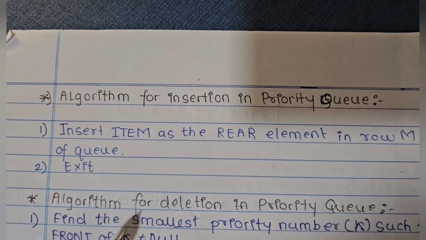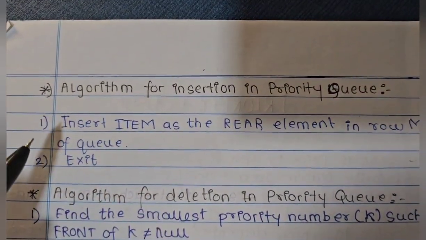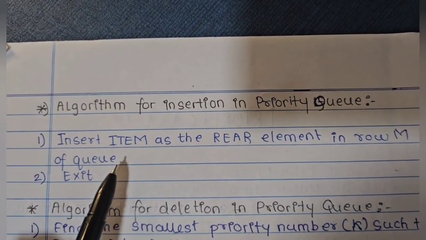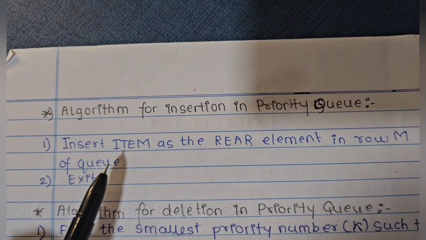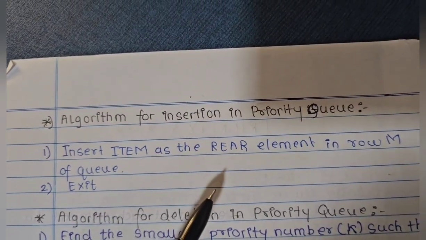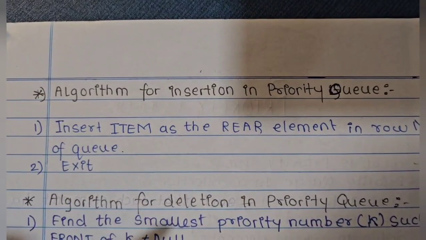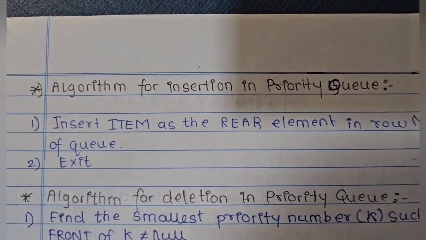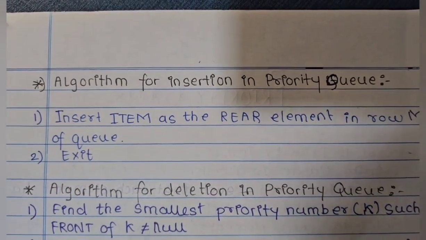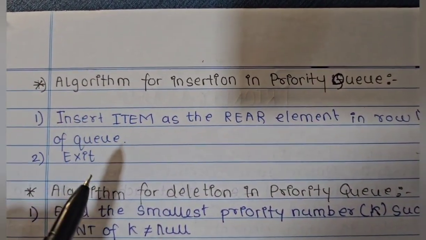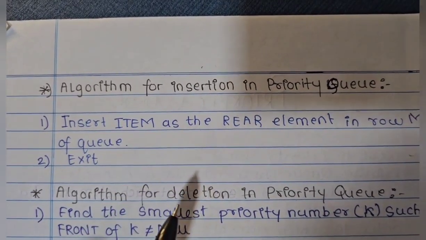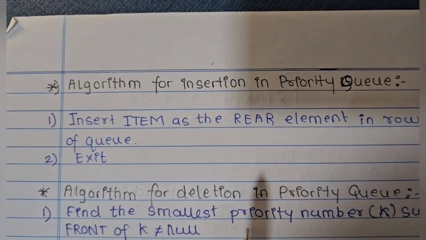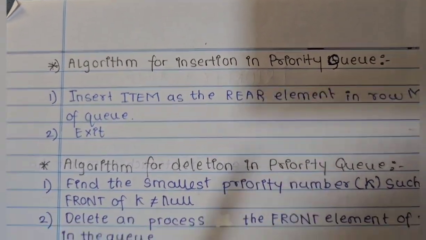Now the algorithm for insertion in a priority queue. The first step is to insert the item at the rear element in row M of the queue. So we are inserting an item at the rear element of row M. In a queue we always have to remember that insertion happens at the rear end and deletion happens at the front end. You can remember it as FD, front deletion, and RI, rear insertion.